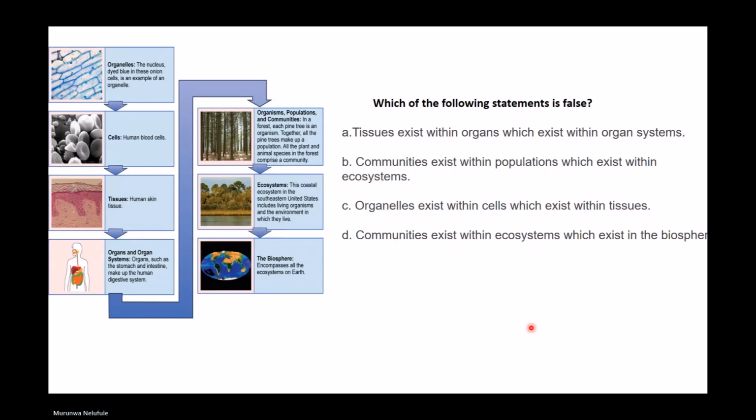Okay, we have answers in the chat box saying it's B. I'm also saying it's B. It's because communities don't exist within populations, but rather populations exist within communities. Population exists within the community, which exists in an ecosystem. All right. So the tissue exists within an organism is true. Community exists within population is false. And the other statements are both true.